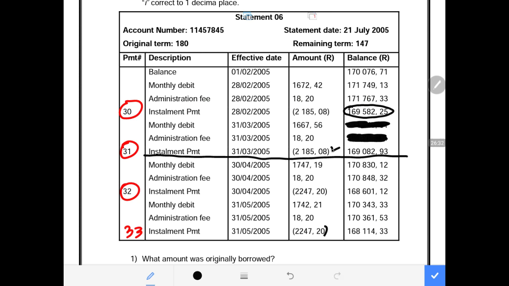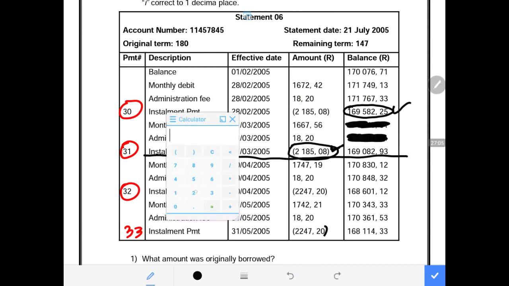What I want to explain to you is the fact that the administration fee is included here, and the interest is also included in the amount that we are paying. So the amount that we are paying, which is 2,185.08, does not all reduce the balance we have at the beginning. Part of it is the interest that goes to the bank, which does not reduce our loan, and part of it is the administration fee, which does not reduce our loan. Now let me prove that to you.